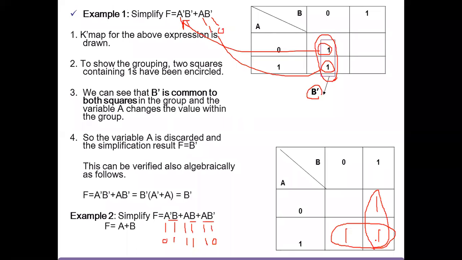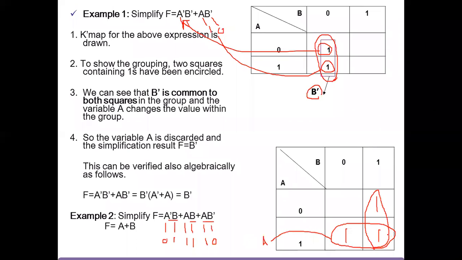So how can we write down the corresponding min terms? In this group, what's the corresponding min term? What is not changing? B value is changing. B is 0, B is 1 here. A is not changing, A is 1. Okay. So I write A here, corresponding to this group.